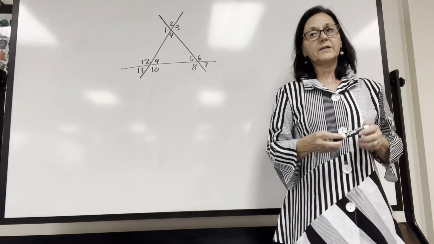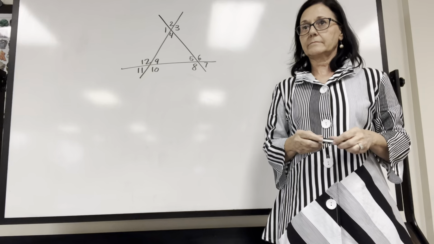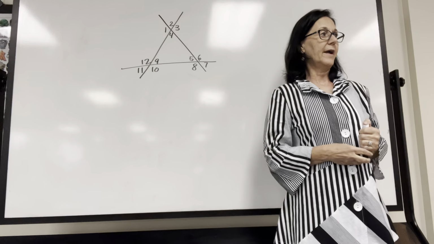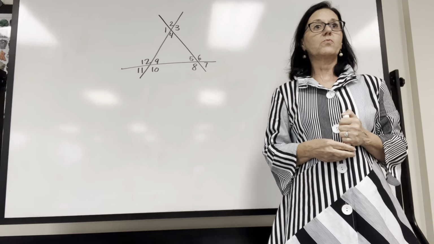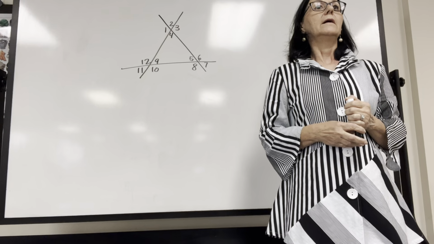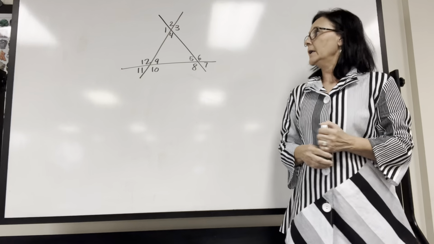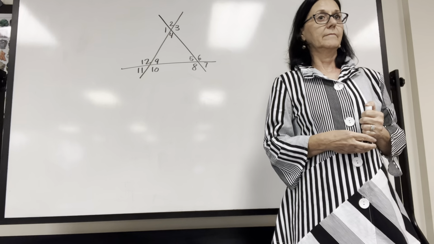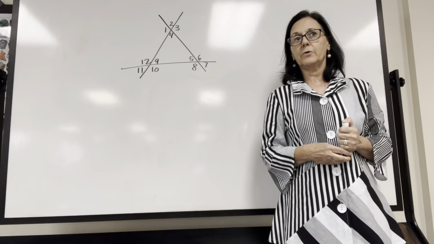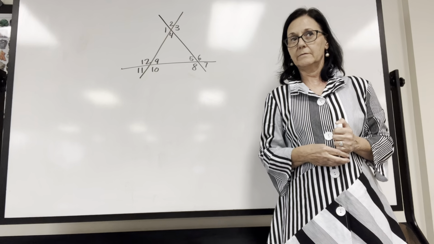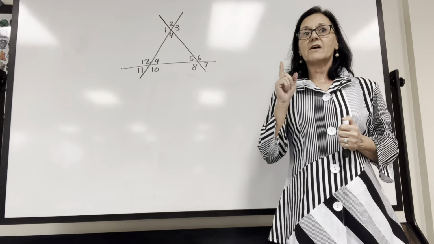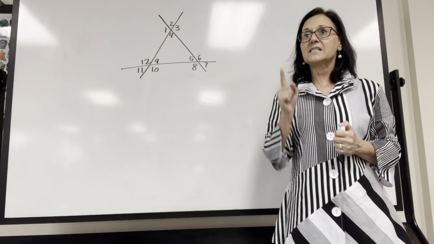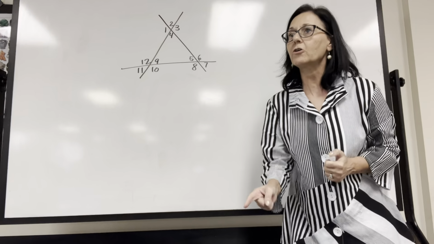There are some exterior angles. So I'm going to ask you a question. Is 1 an exterior angle? Yes, because it shares a linear pair with 4. 1 and 4 are a linear pair. Is 2 an exterior angle? No. 2 is vertical to an interior angle. Do you see that? 2 is vertical to 4. It is not an exterior angle. It is a vertical angle.